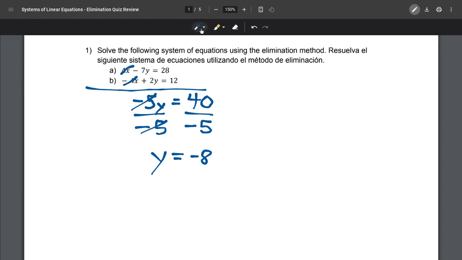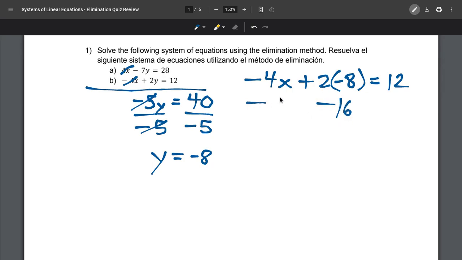All right, so let's now take one of these equations. Let's take maybe the bottom one. So we have negative 4x plus 2 times negative 8, and that equals 12. Let's solve this for x. So 2 times negative 8 is negative 16. Okay, so we have negative 4x plus a negative 16, or minus 16, equals 12. So we want to get rid of this minus 16, so let's add 16 to both sides.